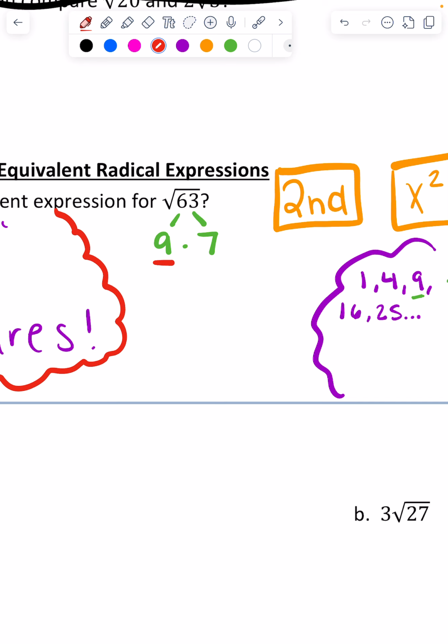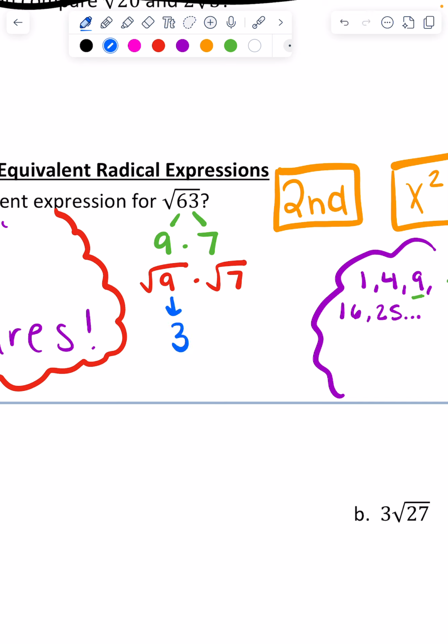Here's why this is helpful. This is a perfect square. Essentially, what we're doing is we are replacing the square root of 63 with the square root of 9 times the square root of 7. And what that allows me to do is take the square root of my perfect square. The square root of 9 is 3.